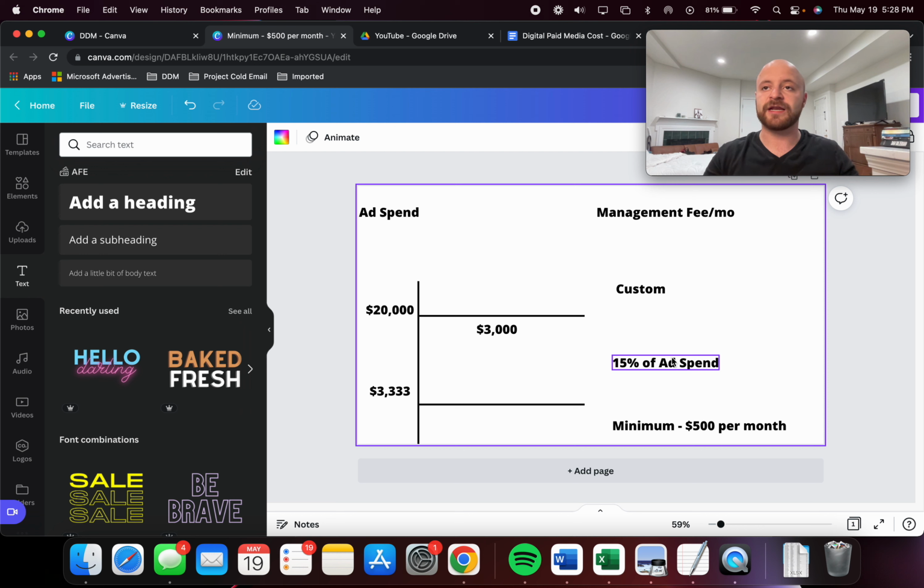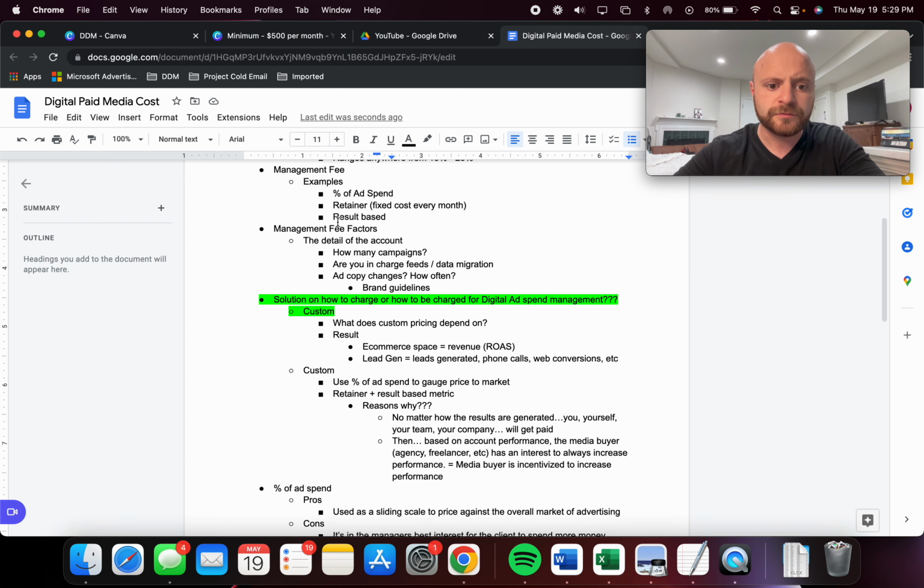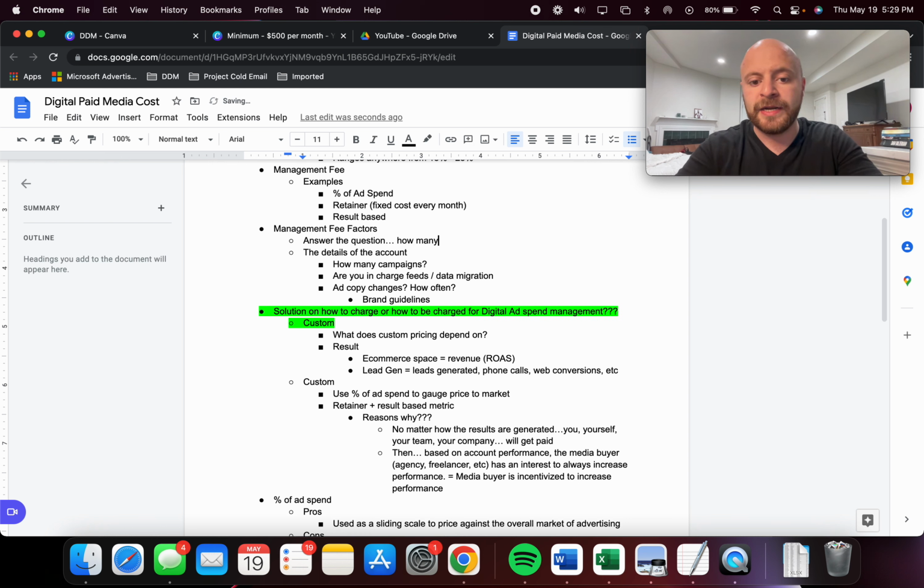Again, I only use percent of ad spend to gauge the market. I typically never really want to charge a percent of ad spend. What I'll do is use percent of ad spend to gauge my pricing, whatever the industry forebodes. I'll usually start at 15%. Sometimes I'll go up, sometimes I'll go down, depending upon the saturation of the industry that I serve, and so forth. But it's a good first rule. And then as an agency owner, I will evaluate the amount of hours that it will take to perform all the duties in the account. And again, that's really specific and goes back to the management fee factors, the details of the account. So basically, answer the question: how many hours per month will it take to service the account?